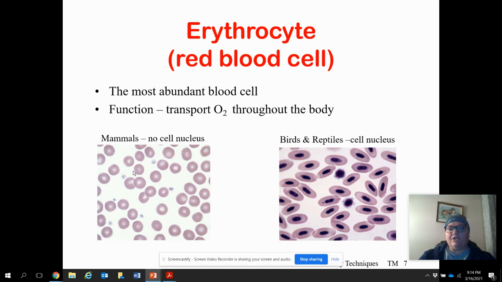All right, let's look at bird and reptile cells. So here are the red blood cells of birds and reptiles, and they have a nucleus in them. If you notice these guys, these are two different cells. Those are white blood cells. They actually look like lymphocytes, a type of white blood cell. So reptiles and birds have this type of red blood cell, and mammals over here have this type of red blood cell.